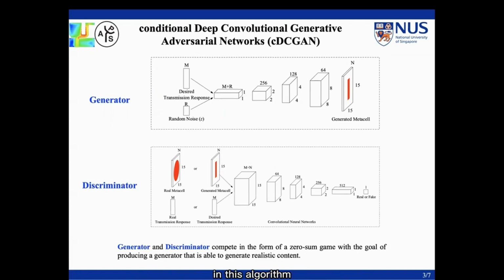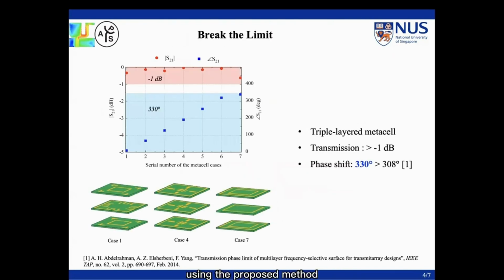Based on the prior knowledge, we can use the algorithm of conditional DCGAN for metacell synthesis. In this algorithm, there are a generator and a discriminator. These two networks compete with each other in the form of a zero-sum game. Using the proposed method, we can break the phase shift limit in metacell design.